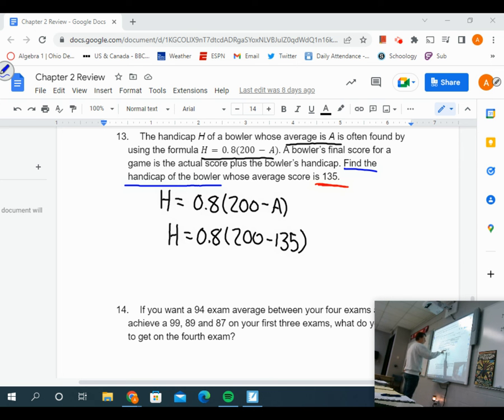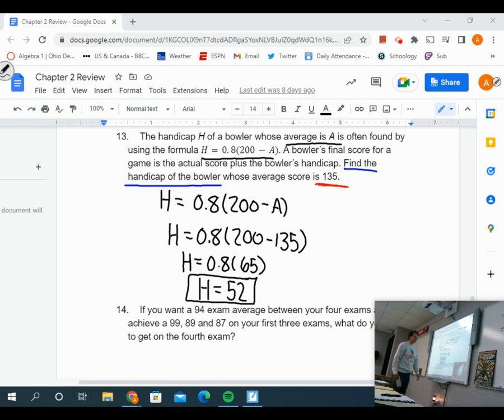We can simplify the parentheses first, or you could distribute if you would like. It is your preference. I'm going to simplify the parentheses, and I get 65 in the parentheses. 0.8 times 65 equals 52. And so I conclude that if I have an average score of 135, then the handicap for that bowler would be 52, based on the formula that is given to me that compares handicap and the average score.